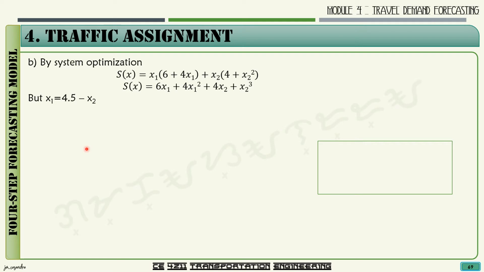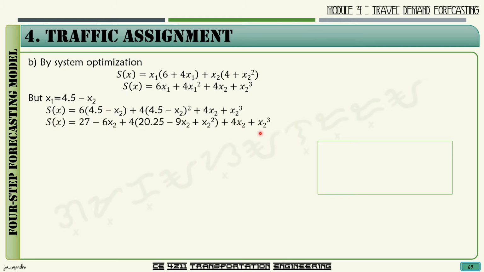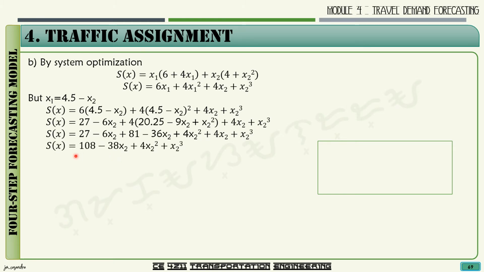Since we know that x1 is equal to 4.5 minus x squared, we can substitute the value of x1 in this expanded equation. Simplifying, we arrive at this equation. In order to solve for x2, where we want the maximum or minimum value, from the derivative, the maximum or minimum is equivalent to 0. So by derivative, it's equal to 0.